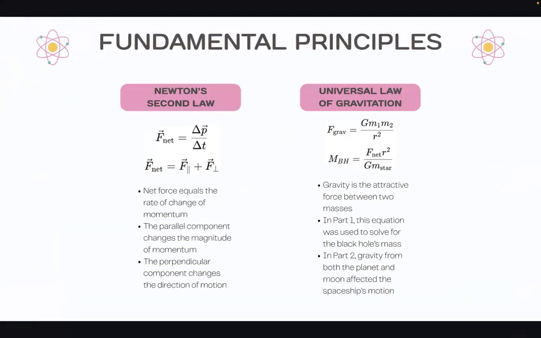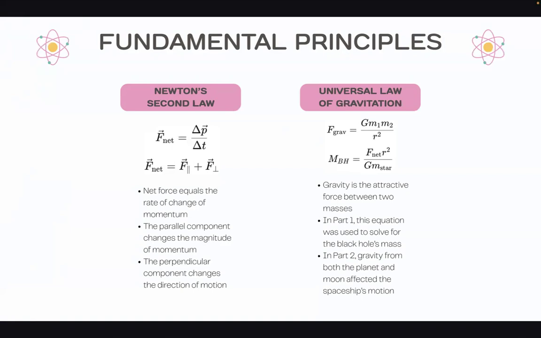And the main physics principles used in this lab were Newton's second law and universal law of gravitation. Newton's second law says that the net force equals the rate of change of momentum over time. And in this lab, that was especially important in part one because I used the change in momentum of the star to find the net force acting on it. And I also separated the net force into parallel and perpendicular components. The parallel component changes the magnitude of the momentum, which means it changes speed, while the perpendicular component changes direction.